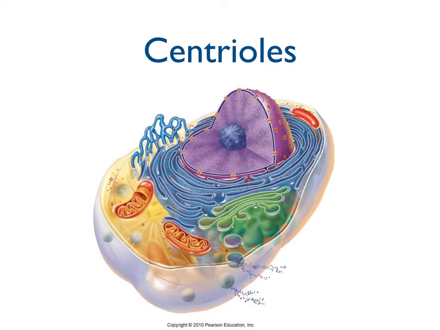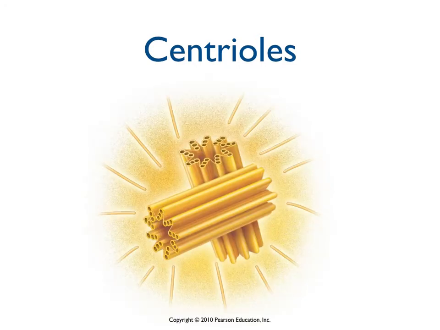The next organelle on your list are the centrioles. Centrioles are paired cylindrical organelles that lie at right angles to each other next to the nucleus. Because the centrioles are a little difficult to see in this figure, we can blow them up and take a closer look. So now you can get a better idea of what these things look like.